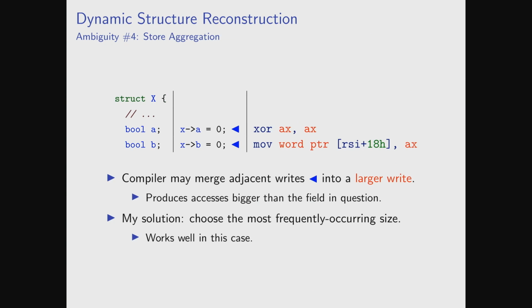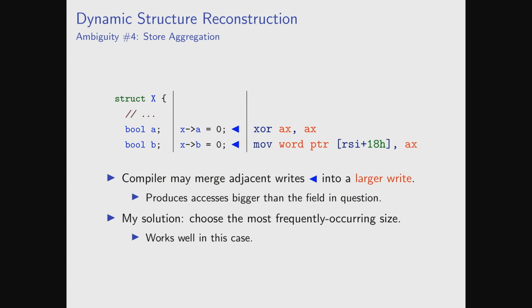Another issue is called store aggregation. This is when you have multiple smaller writes all targeting adjacent fields that the compiler can take and aggregate into one larger write. In this case, we have 2 Boolean variables right next to one another in the structure, and we're assigning both of them to 0. So rather than generating 2 instructions that move 1 byte at a time, the compiler can detect that these things are right next to one another and instead write 1 word at a time to overwrite both of those fields at the same time.